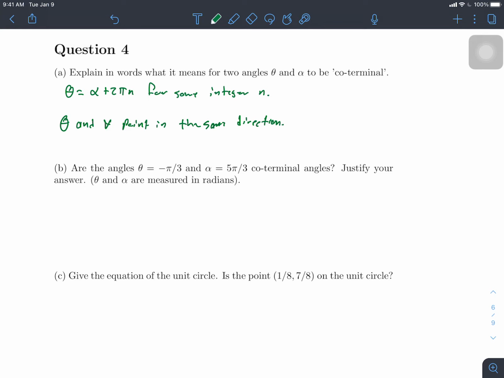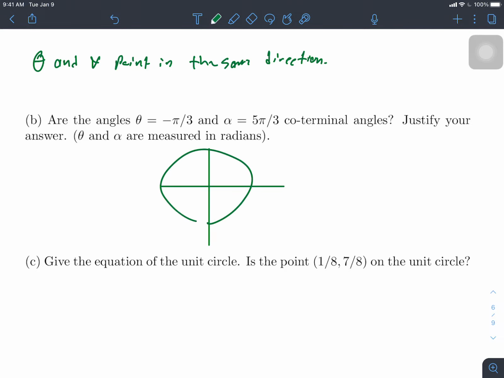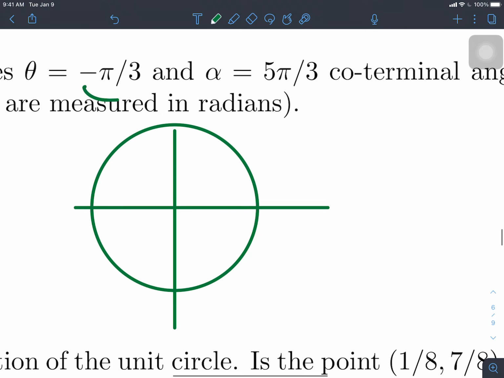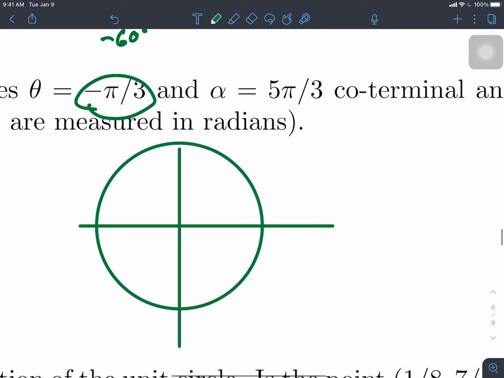Okay, so then we're supposed to figure out whether the angles negative pi over 3 and 5 pi over 3, we're supposed to find out, are they coterminal or not? Well, we can draw our unit circle and think about this. Well, negative pi over 3, that's like negative 60 degrees. So that looks something like this. So this angle here is negative pi over 3.